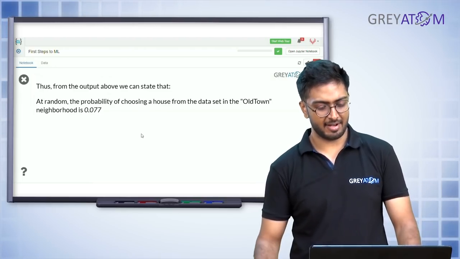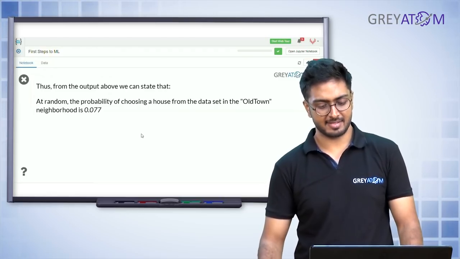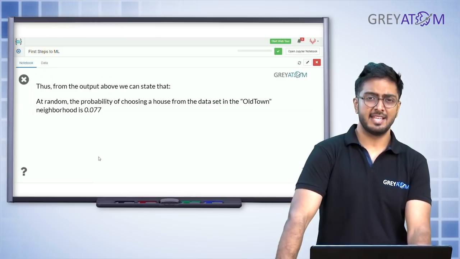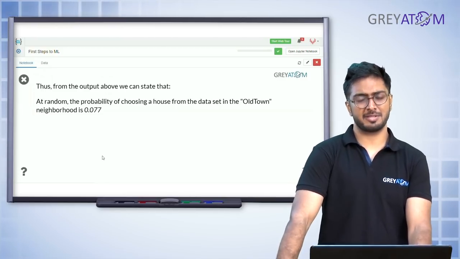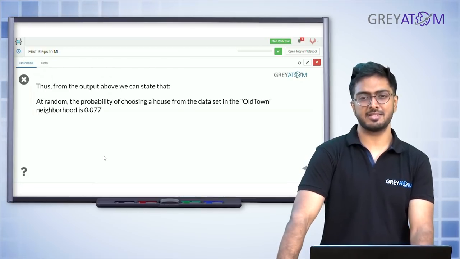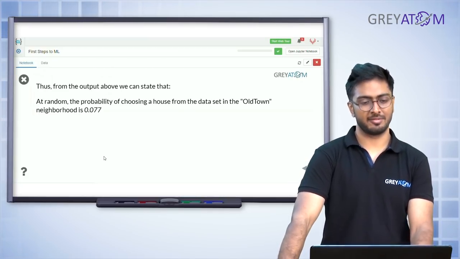So that's obviously at random, the probability of choosing a house. What does that 0.07 probability basically mean? It just says that out of all possible options of choosing a house, if you randomly choose one, there's a 7% chance that it would be in Old Town, right?